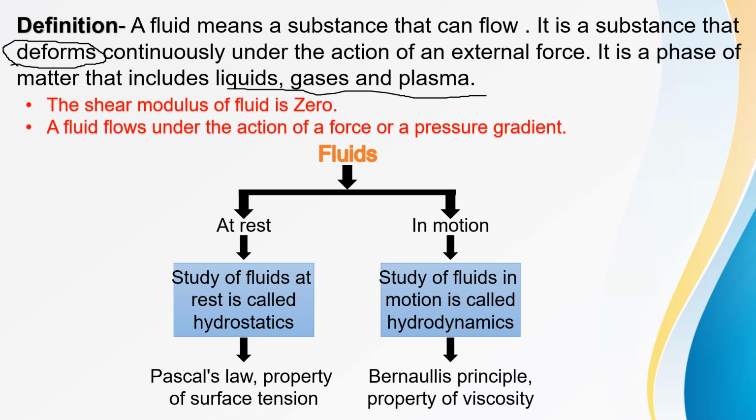Now the basic properties of fluids are that the shear modulus of a fluid is 0, that is, the modulus of rigidity is 0. A fluid flows under the action of force or a pressure gradient. Here the pressure gradient means the change in pressure with respect to distance, and its unit is Pascal per meter. Now shortly we can again explain the fluids. Fluids are in two states. Sometimes they are at rest or in motion.